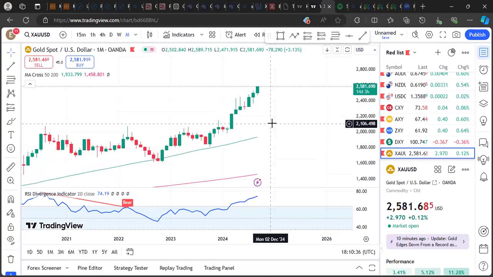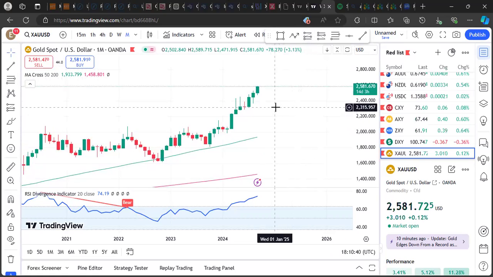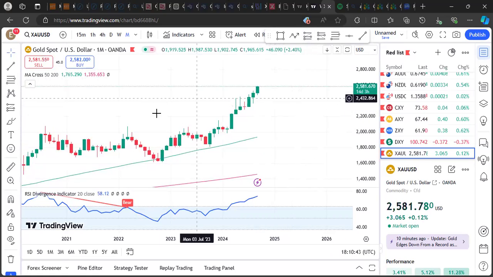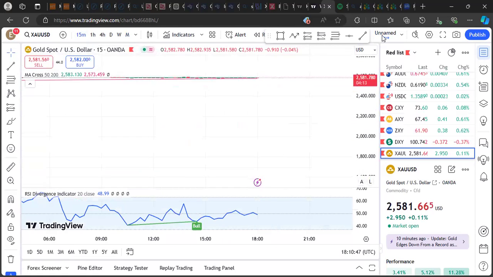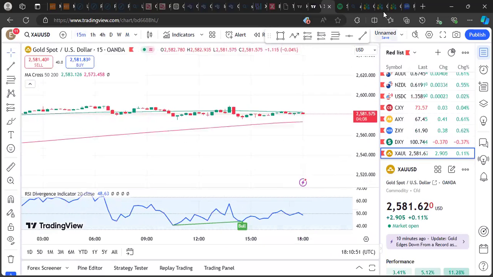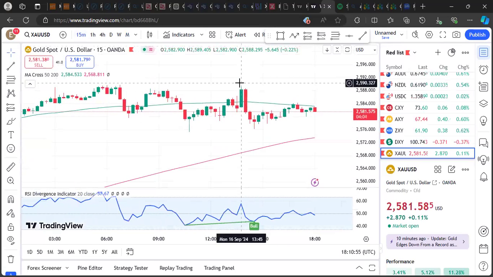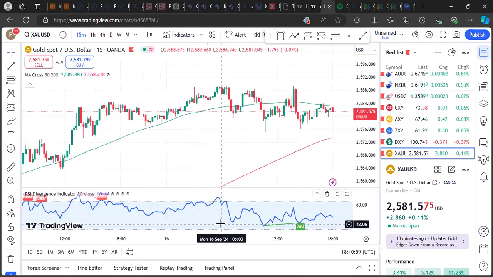When you get that bias, that tells you what you have to do in the market. The next thing to do is to go to the 15 minutes time frame to look for the trend, to get the trend on the lower time frame. And this is very, very simple.